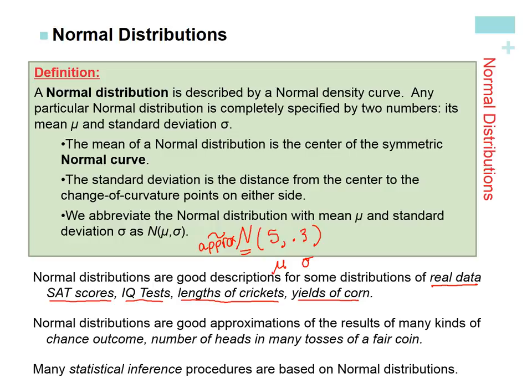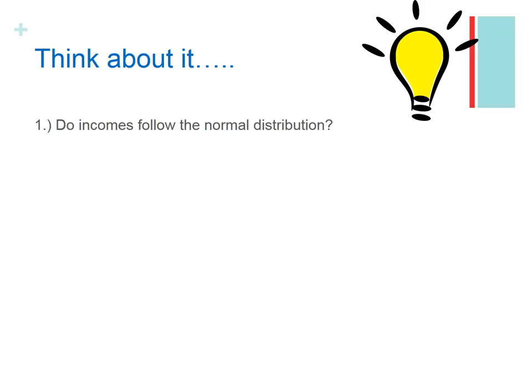The reason that we use this normal curve and the normal distributions is that they're good approximations for the results of many kinds of chance. I talked about the probability and the area under the curve. So we're talking about chance outcomes, like the number of heads in many tosses of a fair coin. Those are all approximately normally distributed. Also, many statistical inference procedures are based on the normal distribution, and that's what we're going to get into later on in the unit.